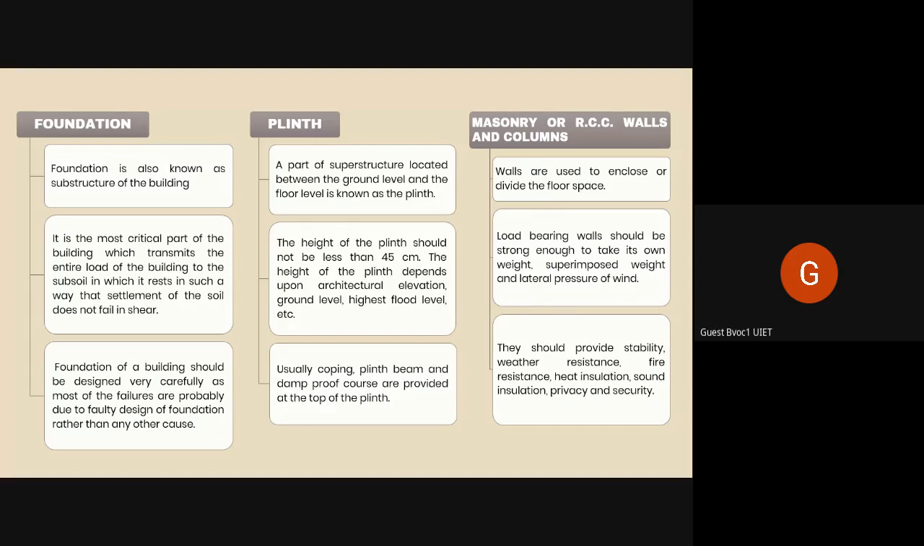Then the third building component, which is very important, is masonry or RCC walls. Masonry means brick walls, or RCC walls and columns. What is the importance of walls in a building? This is a very basic thing. Why do we need walls? Why can't we just construct a floor?